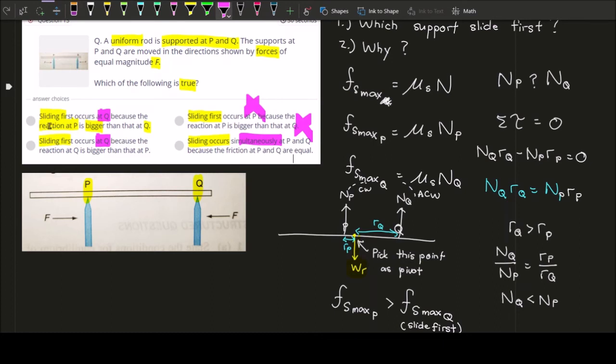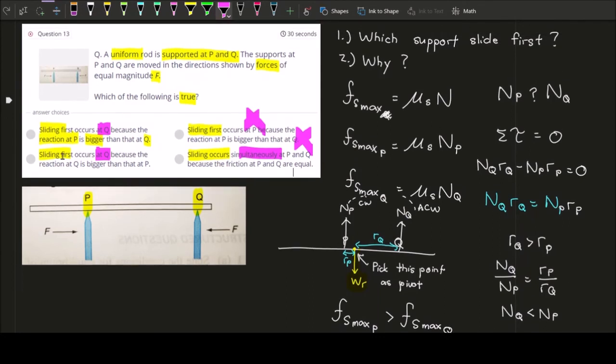Then the next thing is reaction at P is greater than Q, reaction at Q is bigger than P. So the reaction here means the normal force, because of action-reaction, the bar presses on the support and the support pushes back at the bar, so it's a reaction. Okay, so which one is greater? NP is greater. So reaction at P is greater than at Q. That's why your answer will be A. Okay, so that's it for question 13. Let's move on to the next question.